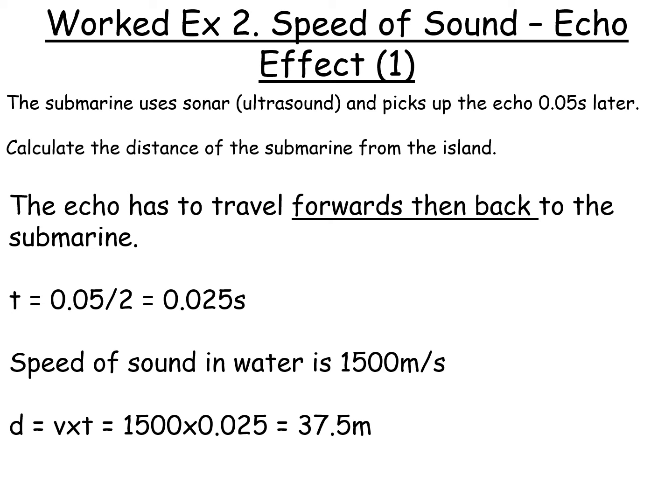And then the speed of sound in water is 1,500 meters per second. So notice how we're using two of our hints already. And then we're working out the distance. So distance is equal to speed times time, which is 1,500 times 0.025 seconds, which gives an answer of 37.5 meters. So that is how far the submarine is from the island.